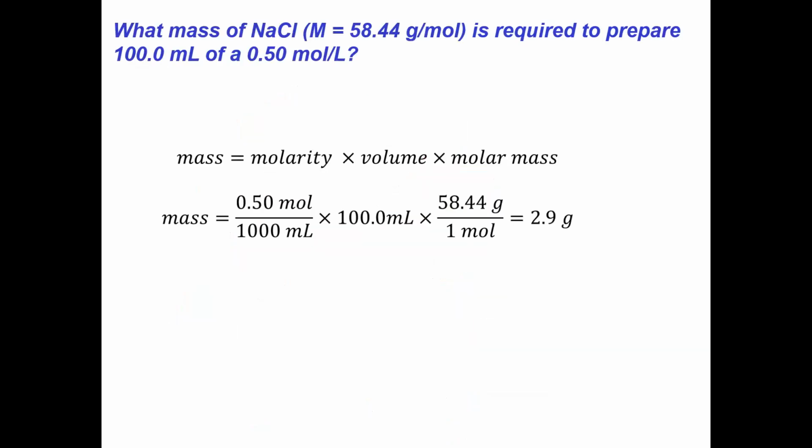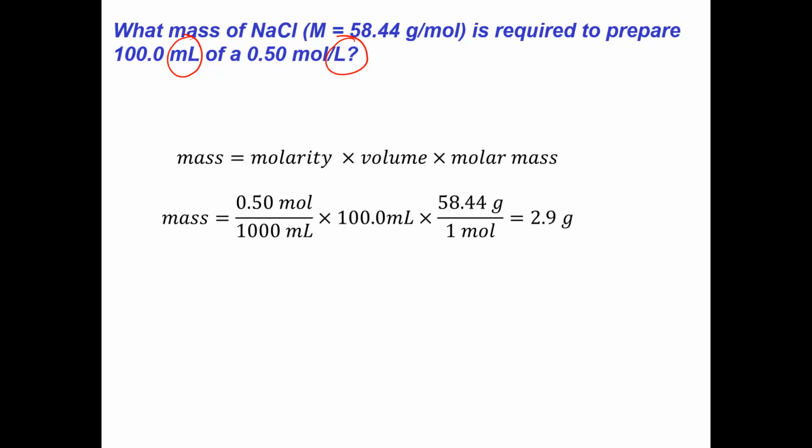So here's an example problem. It says, what mass of sodium chloride, and it gives the molar mass of sodium chloride as being 58.44 grams per mole, is required to prepare 100 milliliters of a 0.5 mole per liter solution. So something I want to draw your attention to is that the volume of the solution is given in milliliters, and the molarity has units of moles per liter. So we either have to turn our milliliters into liters or our liters into milliliters. But one way or the other, we have to have consistent volume units.